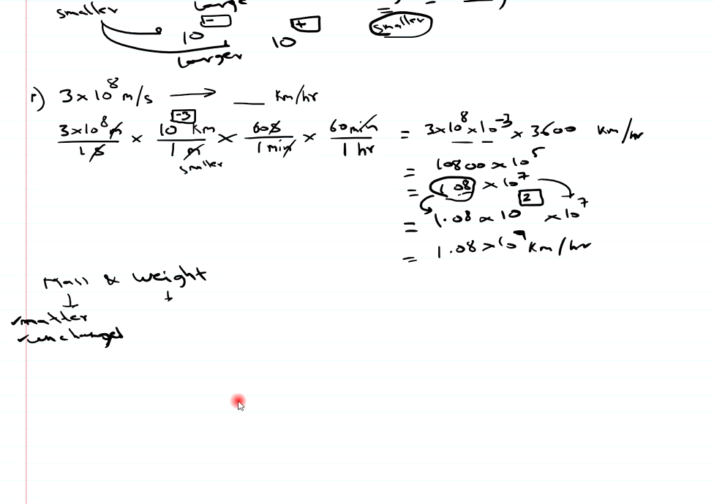Whereas weight is the gravitational force on the object. And the gravitational force, as we know, changes. It will be different at the poles, different at the equator, different on Moon, and different on Earth. For example, on Moon, the gravitational force is 1/6 that of Earth. Therefore, your weight on Moon will be 1/6 that of Earth. So this can change.